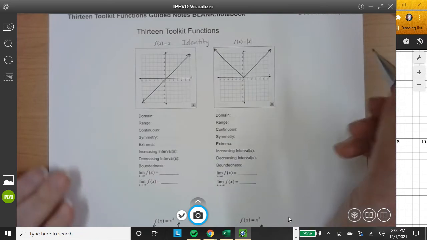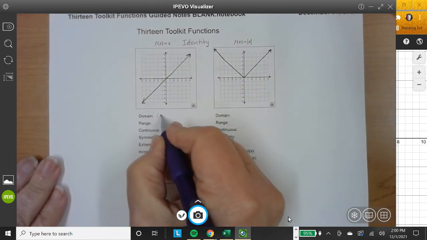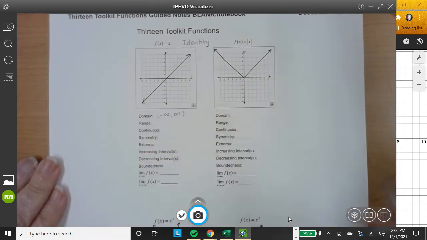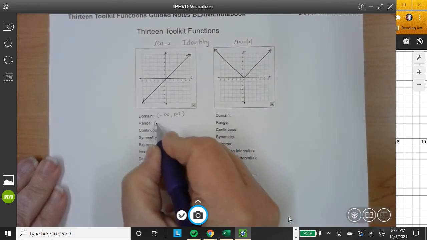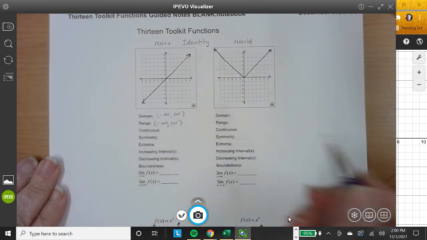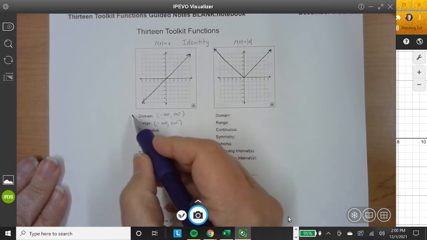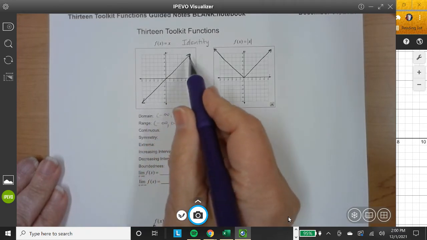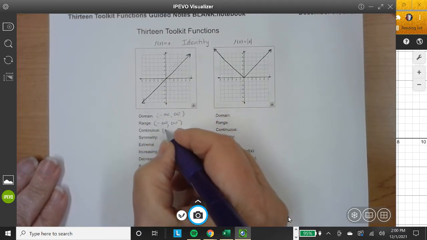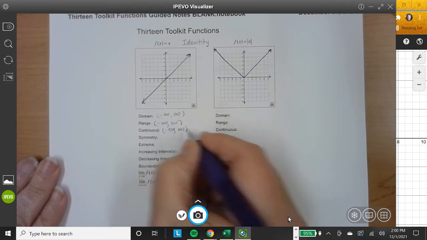All right, the domain for this function is all real numbers. The range is also all real numbers. This function is continuous. From the second I put my pencil on the page and draw it, the function is continuous. So for all real numbers, it's continuous.